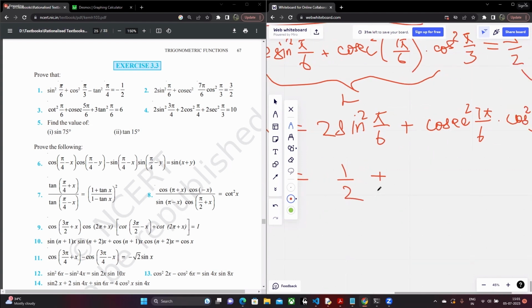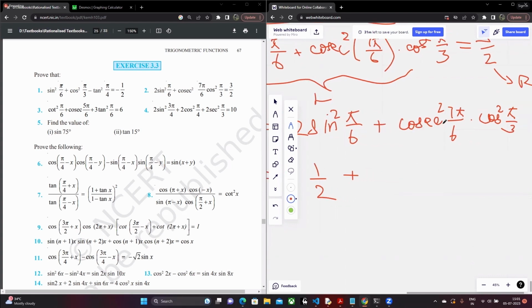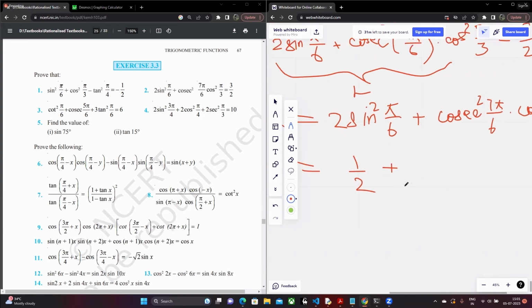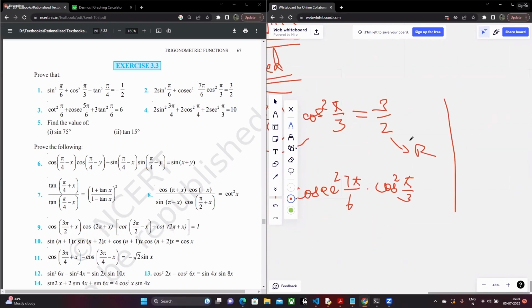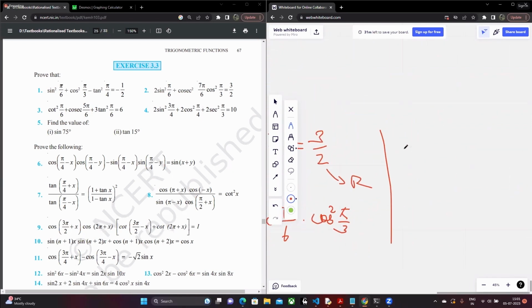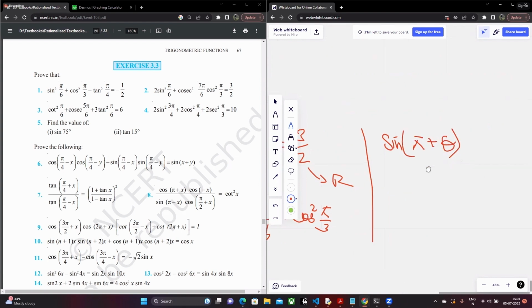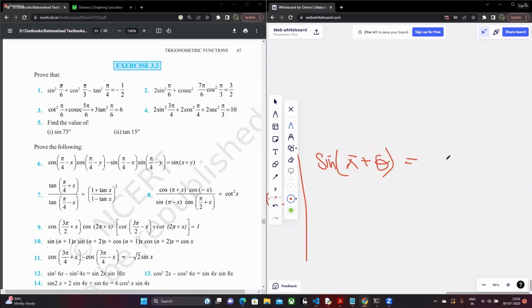Right? This is half plus cosecant squared of 7 pi by 6. Remember that 7 pi by 6 is basically pi plus pi by 6. I'll just write it over here because I don't want to congest the main space. Remember that sine of pi plus theta is going to be equal to minus sine theta, right?